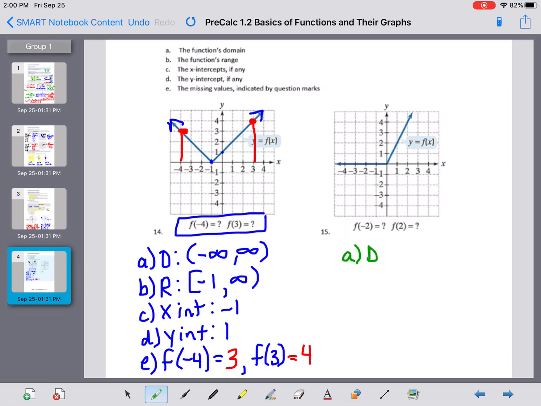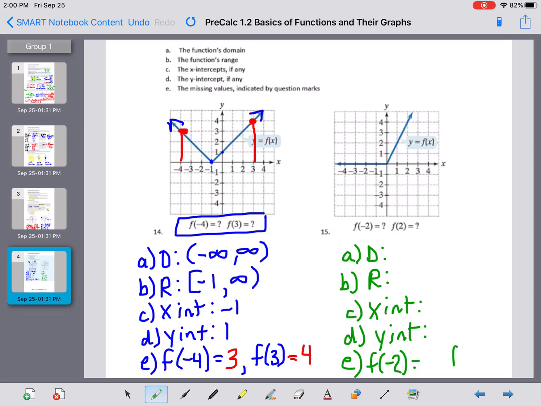My A is going to be my domain, B is my range, C is my x-intercept, D is my y-intercept, and E is going to be my values. F of -2 and f of 2. Okay, so my domain, what x values are getting used? I see an arrow to the left, I see an arrow to the right, which means they're going to go on forever. So we're going between -infinity to infinity.